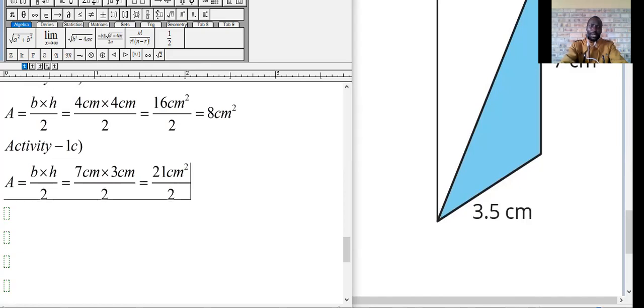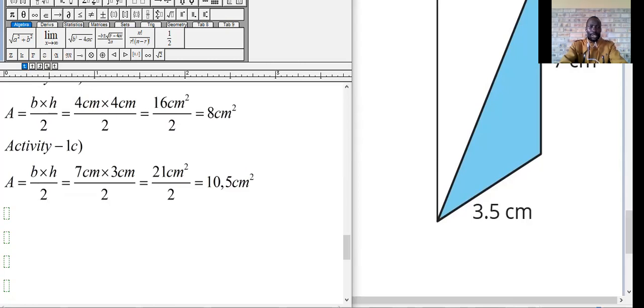So notice that when we divide 21 by 2, what we get is 10.5, commonly written as 10,5. This time in centimeters squared. So this is going to be the area of our triangle in the third activity.